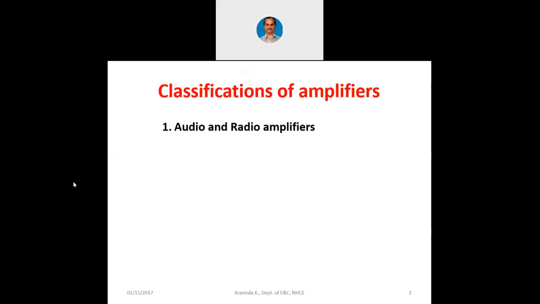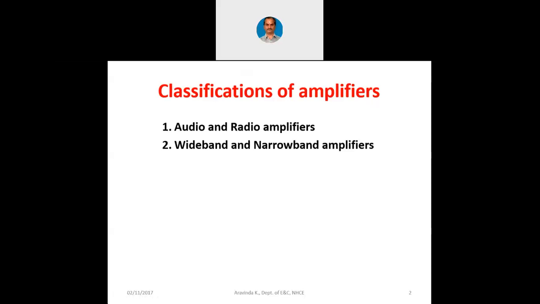The next one is wideband and narrowband amplifiers. Now, in the case of an audio amplifier, it is a wideband amplifier. In the sense 20 hertz to 20 kilohertz, all the sound that is being produced will be output at the speaker.